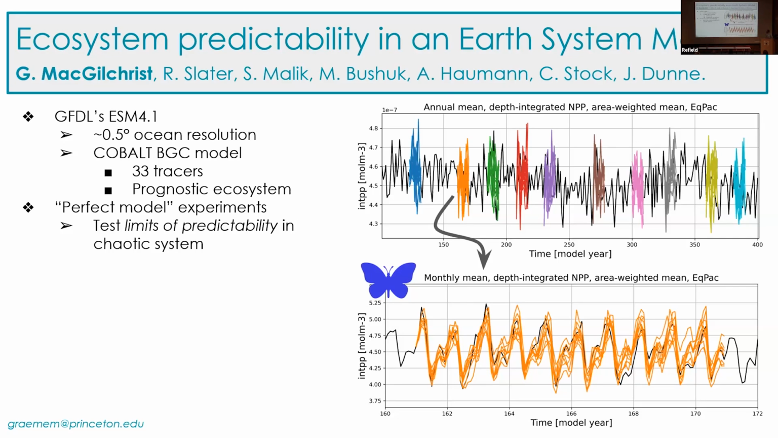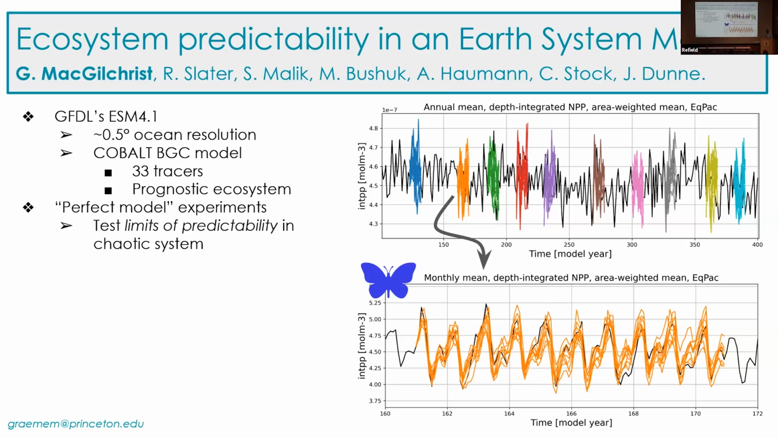I am going to present some work where we have been working with one of GFDL's most recent Earth system models, a global model at half-degree ocean resolution, with the COBALT biogeochemical model, which is a 33 tracer model with a prognostic ecosystem. We've been performing what's called perfect model experiments with this to look at the limits of the predictability of aspects of the Earth system.